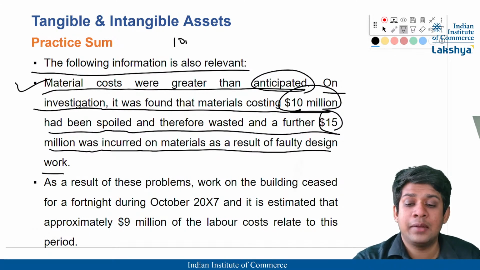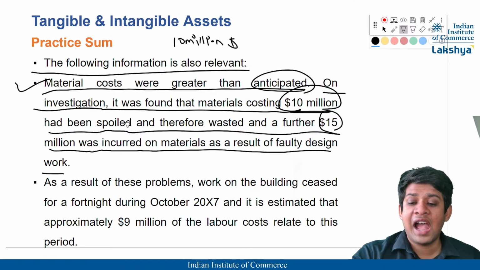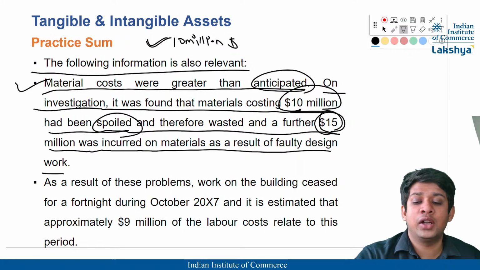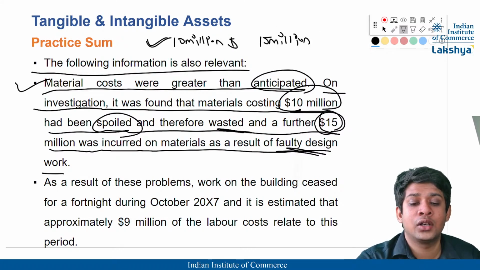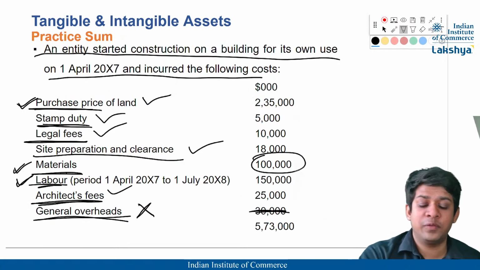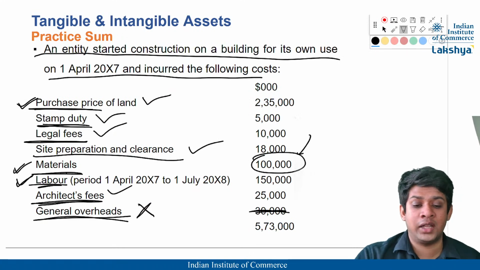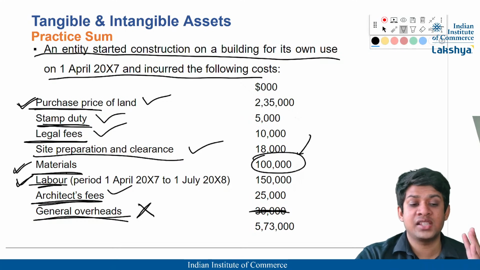Okay. Firstly, $10 million of materials have been spoiled. So this is an incidental cost, right? $15 million has been wasted due to faulty design work, right? So this $15 million is also an incidental cost, and incidental costs are not to be capitalized. So my total cost of materials is 1 lakh, but obviously this is greater than anticipated. That means the wastage and the faulty design work, both incidental costs, are included, but that is not to be capitalized.